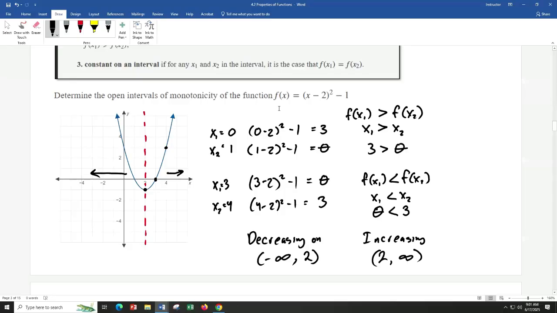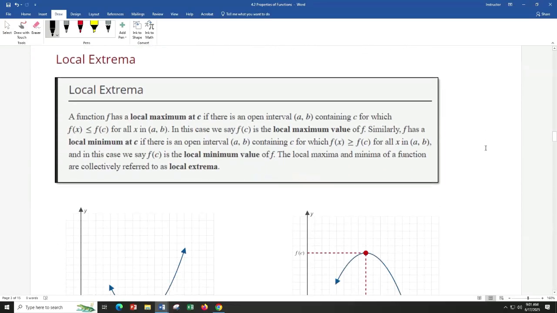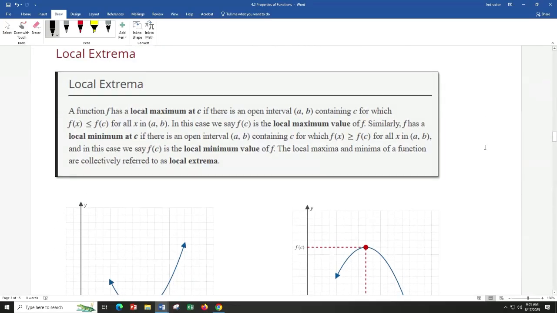I'm about to say a word, but I want you to think of it this way. Just think vertex. Okay? Local extrema. Okay? The reason why we're going to call it this way now is we're going to get into different types of questions eventually where you're going to start optimizing things a little bit.